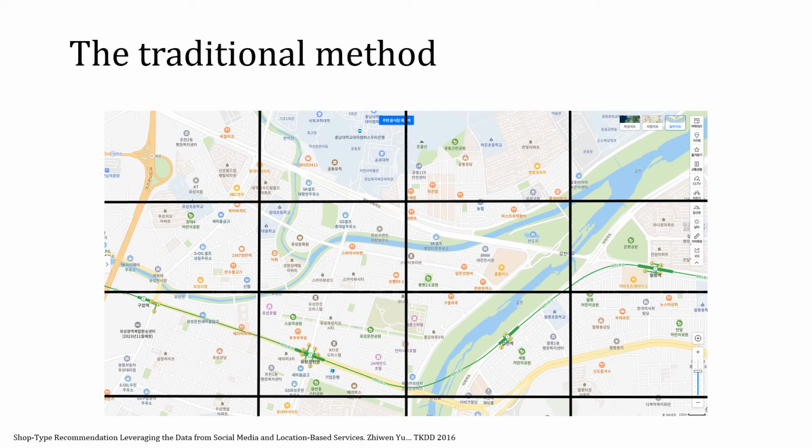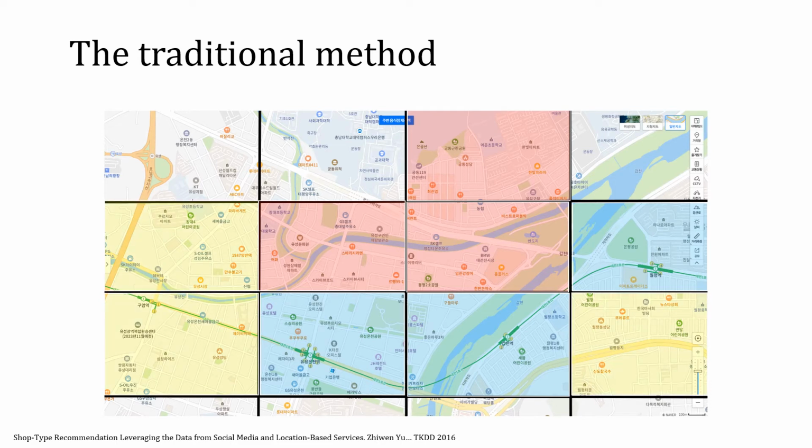Here, I introduce some previous works on shop type recommender systems. Generally, we first divide a city or district into many small regions, and we think these three regions might get more influence from the universities. These three regions are near the subway station, and these three regions are more like residential regions. After we divide them into several regions, we use collaborative filtering to solve this problem.